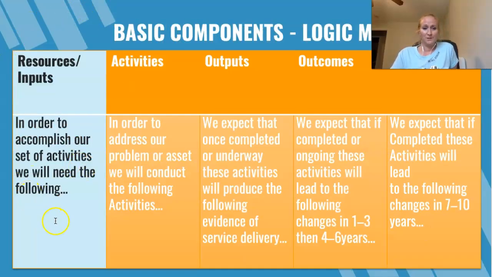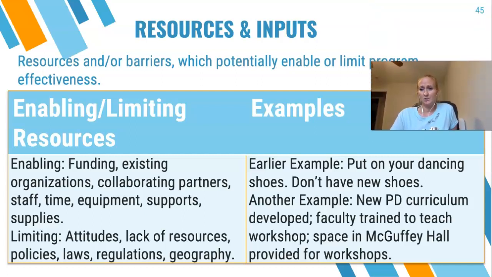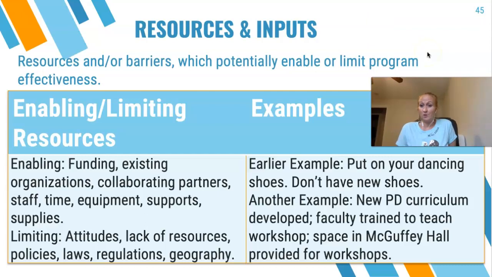Finally, we get into resources and inputs, and this is the stuff you need to be able to do your activities. This one's a little bit easier to come by because it's kind of obvious in some ways. But when you talk about resources and inputs, it can even be barriers, which may potentially enable or limit program effectiveness. So it's a good exercise to go through to be like, oh, we're missing something. Actually, we don't have the server capacity to do that. Actually, we need more laptops. Or we ran out of building space. Or where are we going to put this?